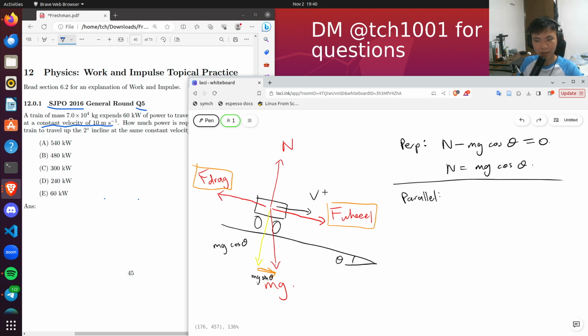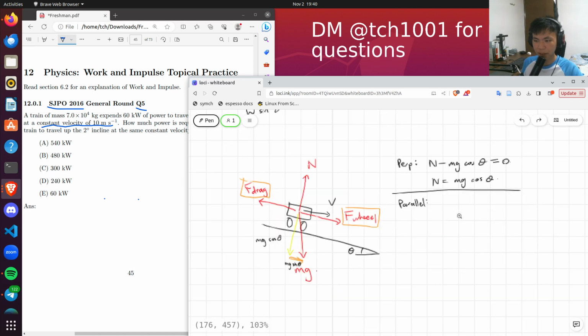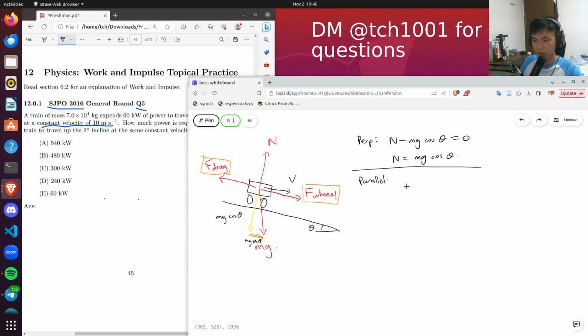But as soon as the velocity reaches high enough, the drag is going to be significant enough such that it perfectly balances out the wheel plus the parallel component of the gravitational force. And it's going to balance it out so that the train doesn't accelerate in the parallel component anymore. So what we basically have is F wheel plus mg sine theta minus F drag equals 0.